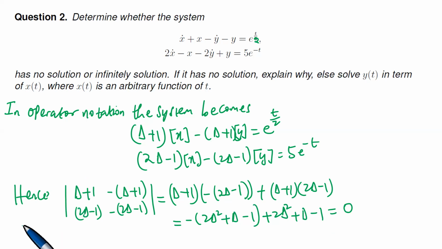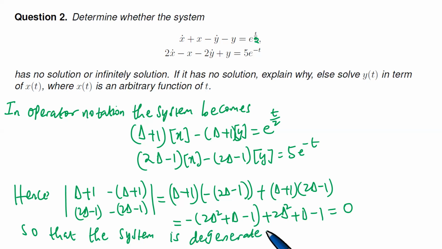Okay, and this observation makes us infer that the system is degenerate. It is degenerate. The conclusion of degeneracy arises from the fact that the determinant of the coefficient matrix here becomes zero.